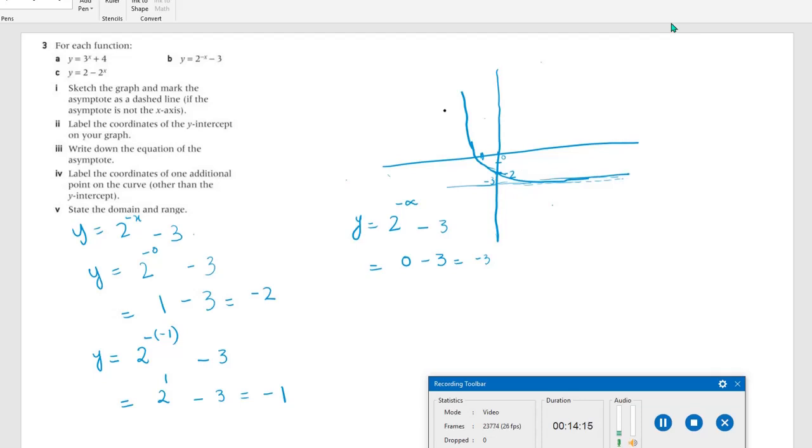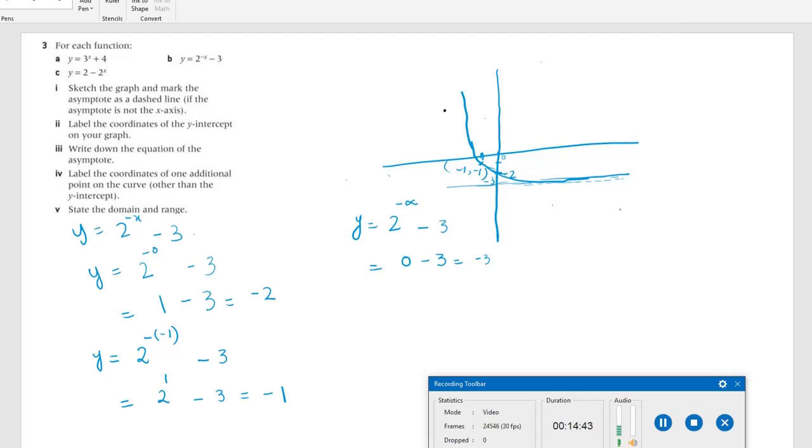Now, for the coordinate of one additional point, you can do it by putting x equals 1 or minus 1. I have put it as minus 1. So it is (minus 1, minus 1). Fine. State the domain and range. The domain would be all x values and the range would be less than minus 3. Or greater than minus 3. Fine.